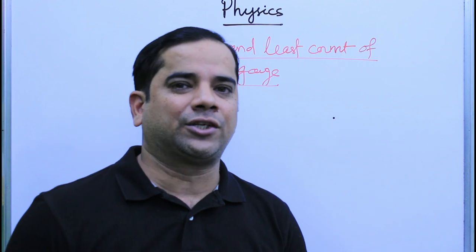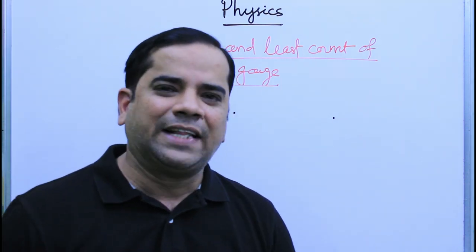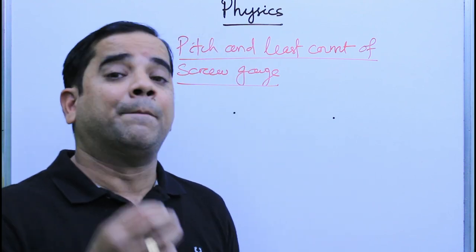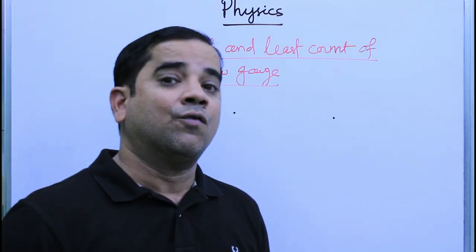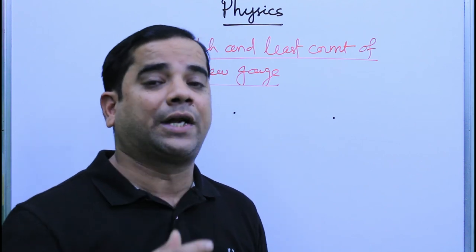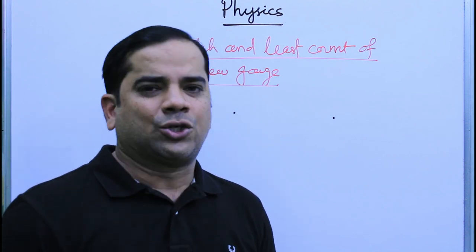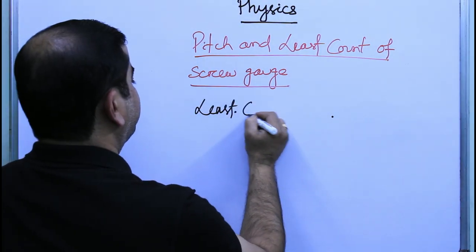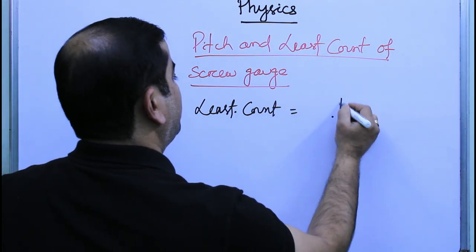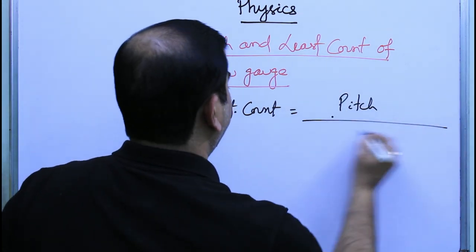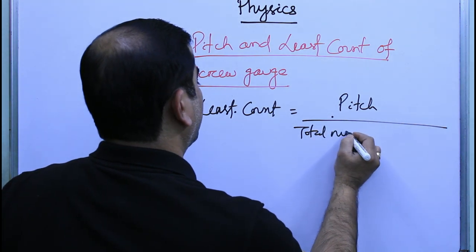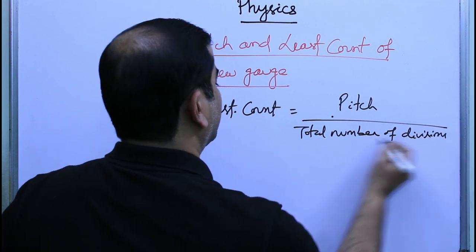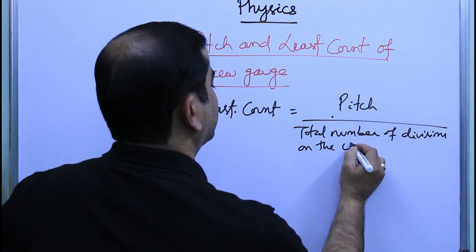Students, screw gauge follows the principle of screw. So how can we define the pitch of a screw gauge? It can be defined as the linear distance traveled by the thimble over the sleeve when we give a complete rotation to the thimble. Okay, so what would be the least count then? Least count would be pitch divided by total number of divisions on the circular scale.